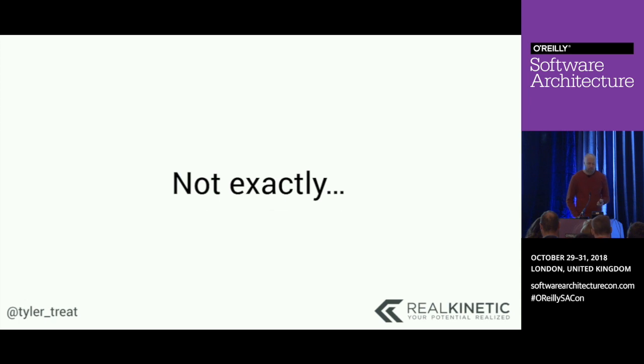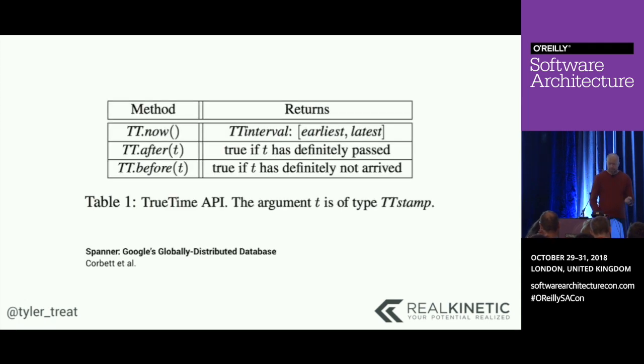Not exactly. If you actually look at the Spanner paper and you look at the TrueTime API, what you'll see is that it doesn't solve this problem of time. What it actually does is it brings that problem to the surface. And so the TrueTime API doesn't give you back a moment in time. What it actually gives you back is a tuple. It gives you back an earliest value and a latest value.